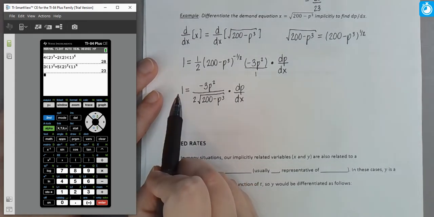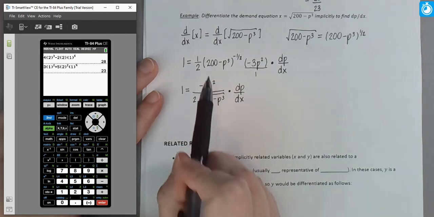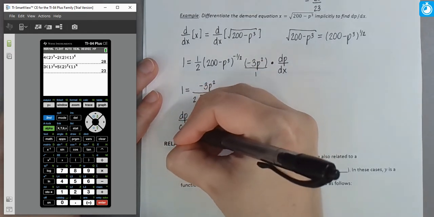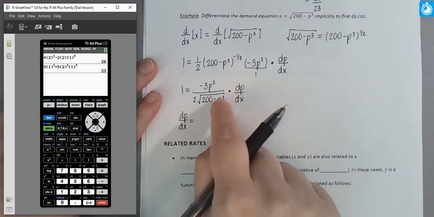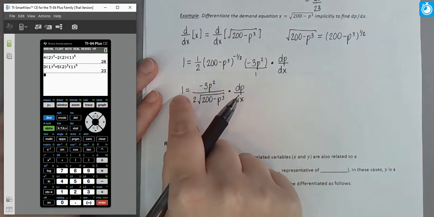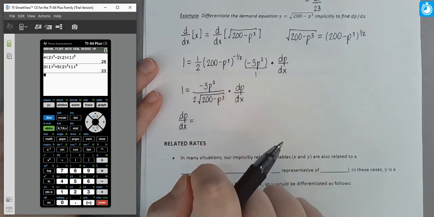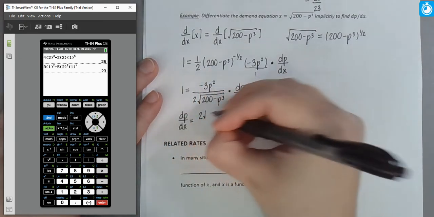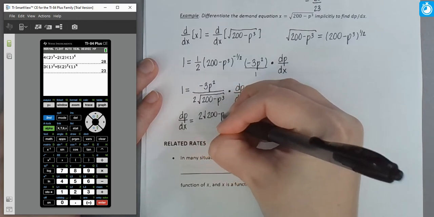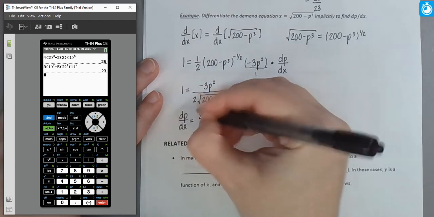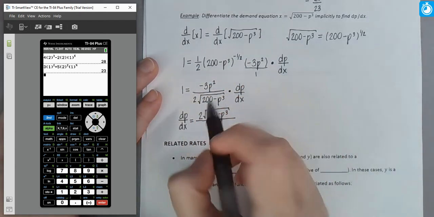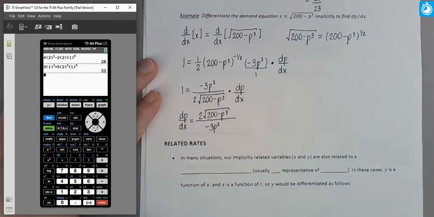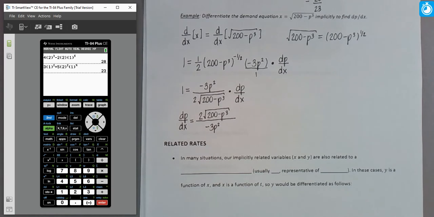So when it moves over to the other side, we're really just multiplying by the reciprocal of that. So that's going to give us our derivative of p with respect to x as the reciprocal of this. So we're just multiplying 1 by that reciprocal, and the 1 doesn't change anything, so we just have that reciprocal. The numerator will become what the denominator previously was: 2 times the square root of 200 minus p cubed, divided by what was previously the numerator, negative 3p squared. So there is our derivative.